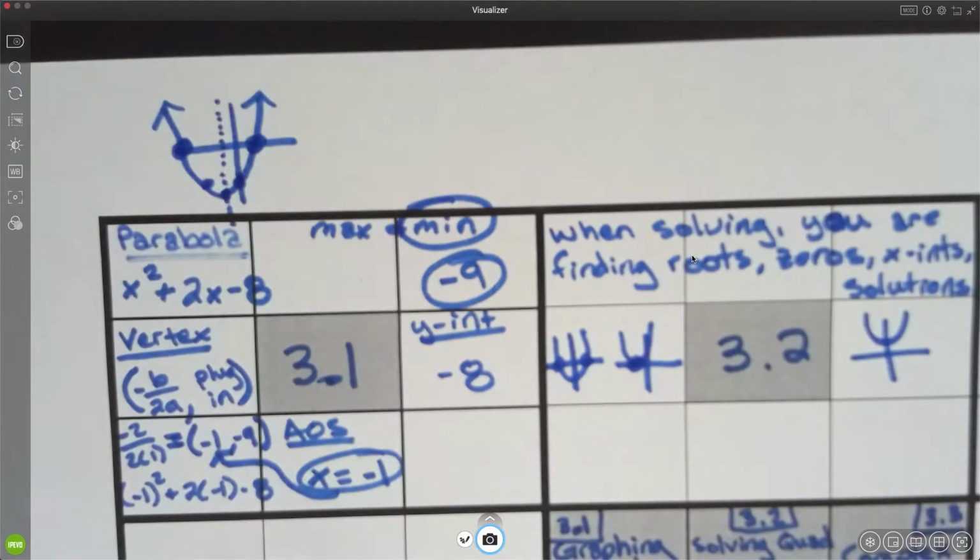Can he have three places where he crosses? No, because then he would have to come back down, and that would be x cubed.